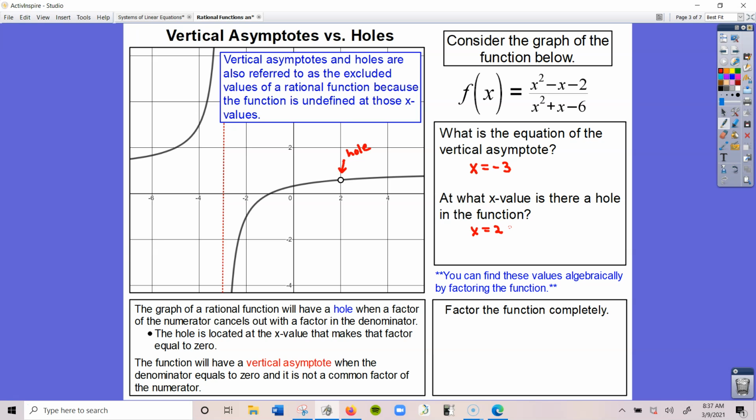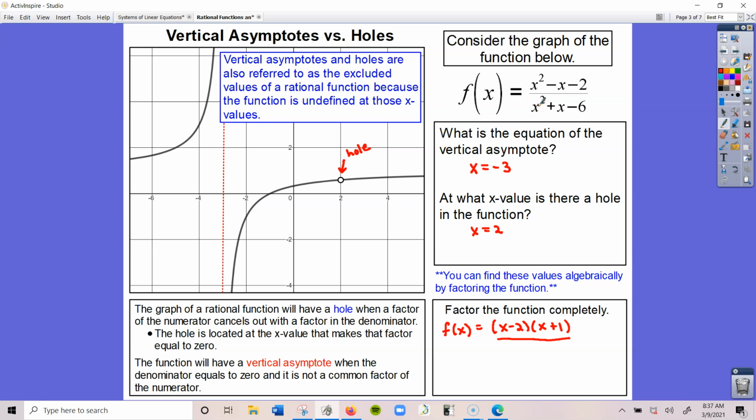So whenever we're writing out asymptotes and holes, we write it down as x equals this and x equals that, because that's the x value that we're looking at. Now, in order to figure out algebraically when there's a hole or when there's a vertical asymptote, what we need to do is take the function and factor it completely, both the numerator and the denominator. So let's look at the function. We have f of x is equal to x squared minus x minus 2 in the numerator. This can be factored to x minus 2, x plus 1.